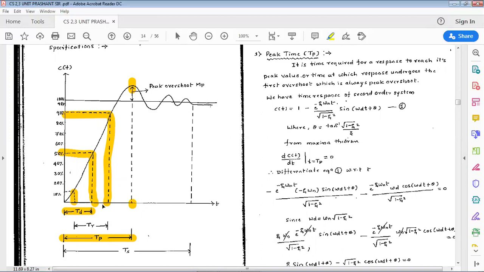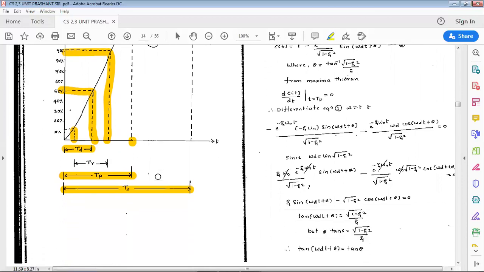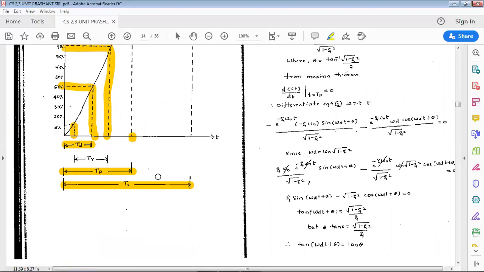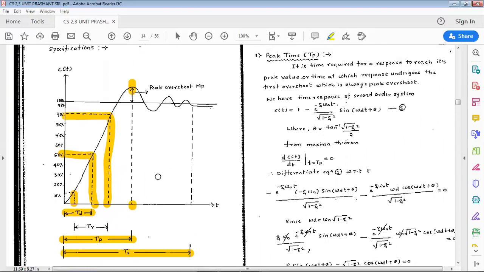Settling time means the time at which the output reaches 98% of its final value. So it will be TS. Remember from this diagram, we can easily say that TS is always greater compared to all the other time durations. So this is the minimum to understand, right? This is the graphical representation. Next, I will move on to the derivation of these terms, how exactly the final equations of these terms are obtained. That we are going to discuss now.